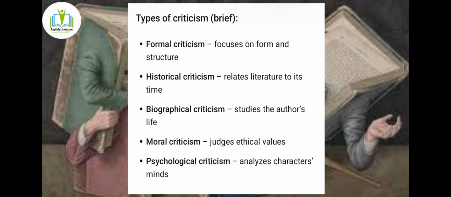Types of criticism. Formal criticism focuses on form and structure. Historical criticism relates literature to its time. Biographical criticism studies the author's life. Moral criticism judges ethical values. Psychological criticism analyzes characters' minds.